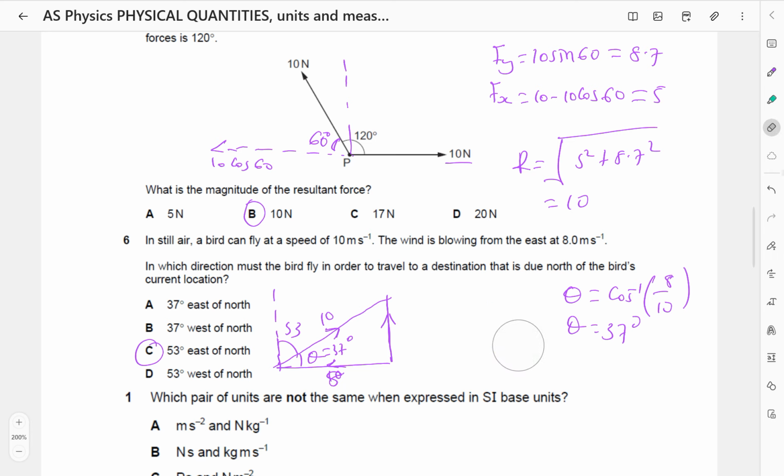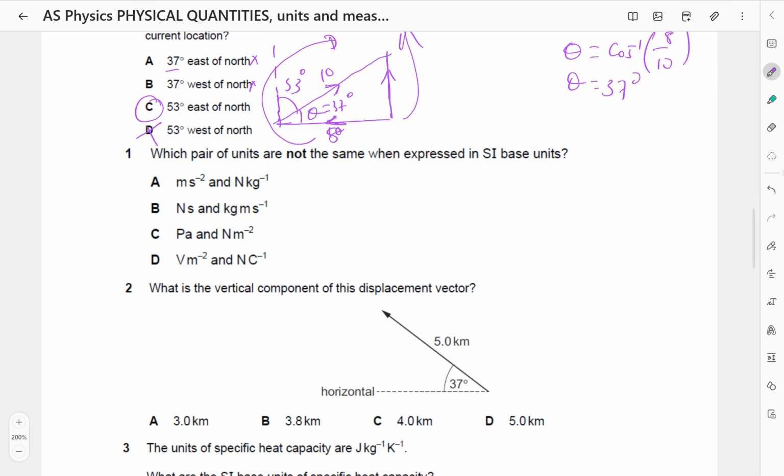So I'll rub off this one for one reason. When you join vectors head to tail, the resultant will be the other way around. If I join 8 newtons with 10, they form a clockwise loop, so the resultant will be anti-clockwise. That's why I've removed the first part, which makes this one wrong. It can't be 37 east of north, but it can be 37 degrees north of east, that is 37 degrees northwards from the east direction. But since that option is not there, it will be 53 degrees east of north, which makes the answer C.